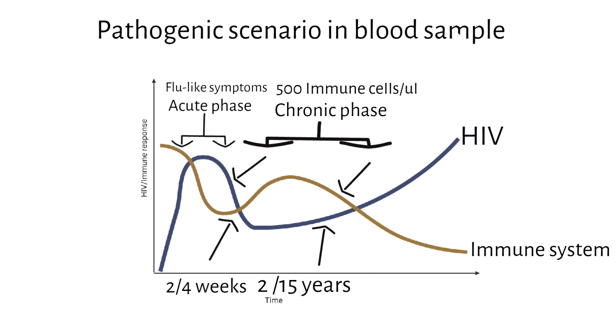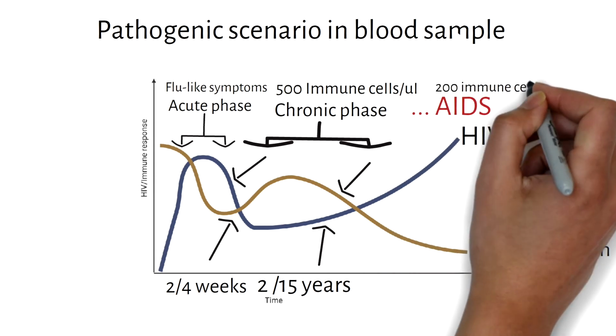The third phase of HIV infection is the life-threatening condition AIDS. Here, extremely low defenses are observed. In fact, the CD4 cell count is below 200 cells per microliter.